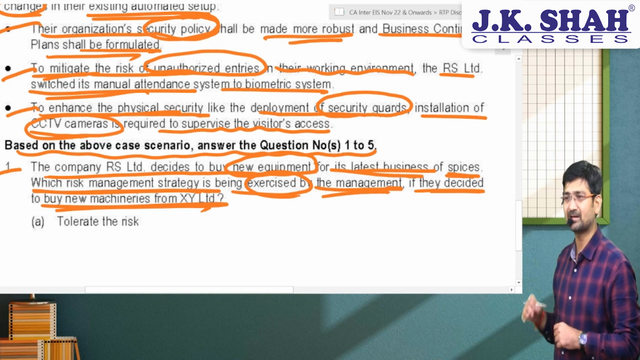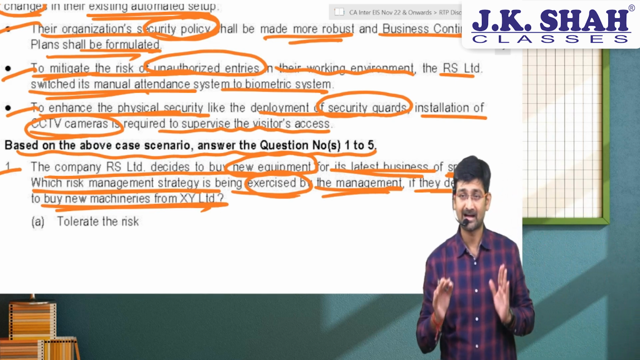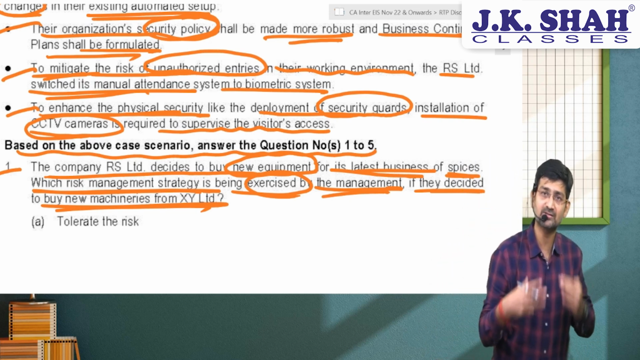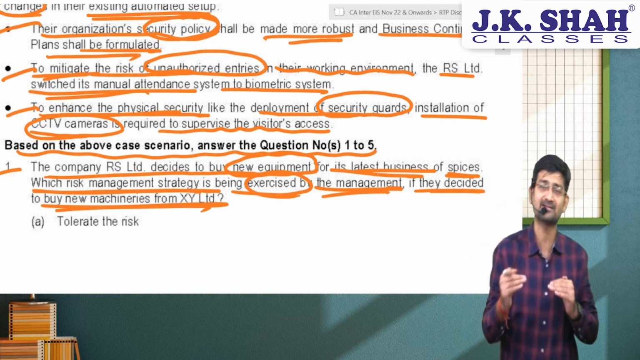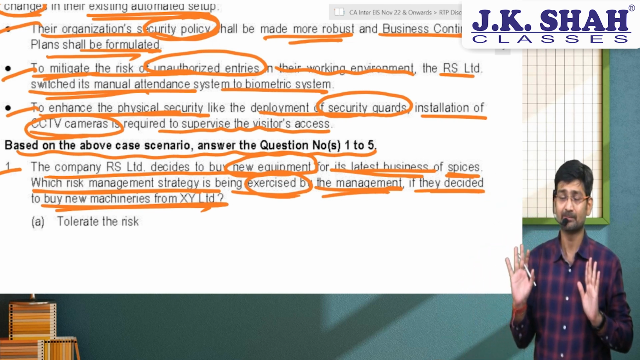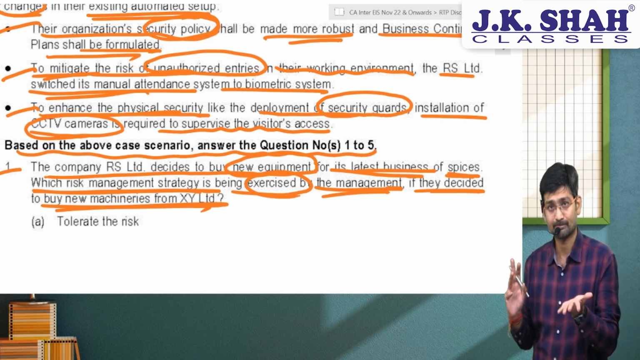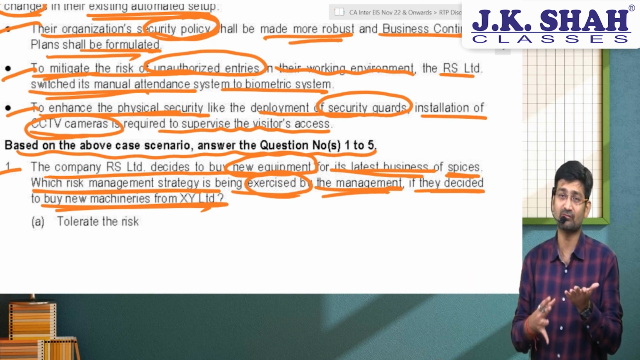So why was I buying a new machine? Because I had a probability of the machine failing. I had a risk that the machine may fail, that was given in the paragraphs. So I had understood the risk of the equipment failure, and based upon that I had decided to buy a new equipment. If you have an equipment that may fail, that is a risk. And now if you replace it with a new equipment, what will happen?